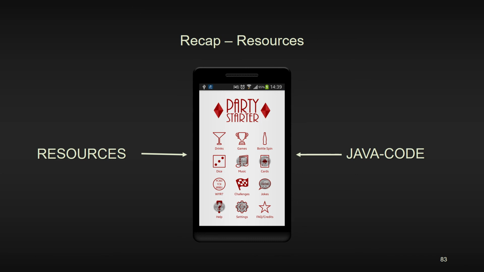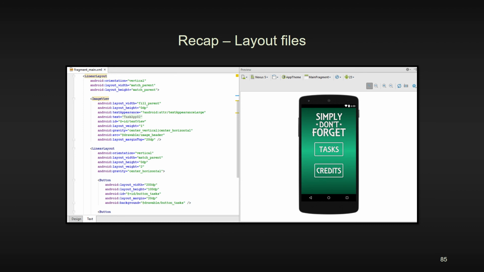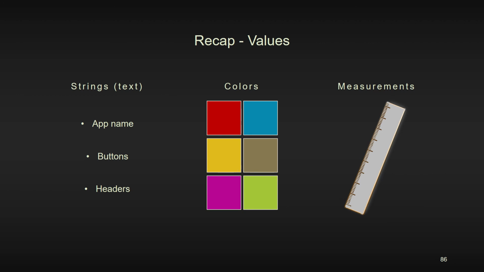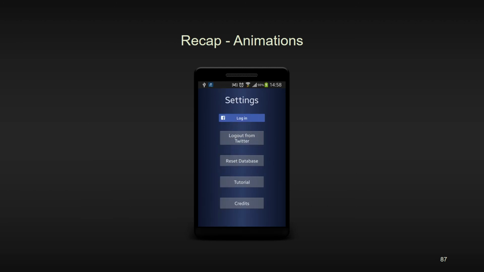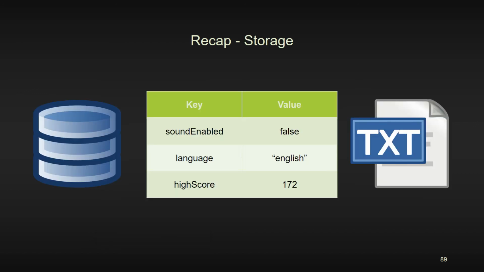You have resources, you have your Java code, you put them together. Resources are all the cool stuff. Java code is all the behavior. Anyone who knows HTML and CSS knows that that's the content, how it looks, and then JavaScript is the behavior, if anyone comes from that area. Drawables consist of images, gradients, shapes, layout files as well. You can find them in your resources folder. Values we reference to avoid code duplication. Animations, skip through that. Qualifiers make sure that you can support multiple devices based on a rule set for each resource. And then we had different kinds of storages that you can check through the slides if you want.